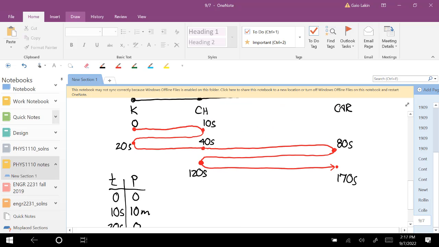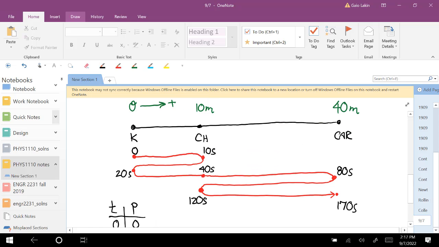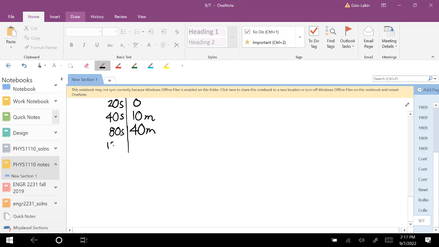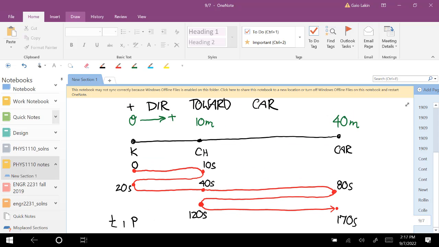And then this graph has a lot of points on it. And then 120 is the next time. And what's the position for that? 10. And then the last one is 170. And the position is back at 40 meters.